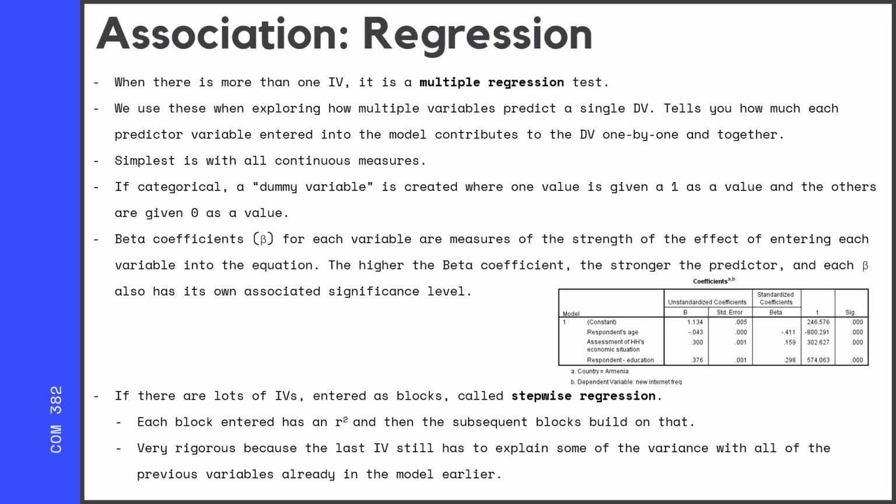If you have a ton of independent variables, you often will enter these as blocks, and this is called stepwise regression. Each block entered has its own R-squared, and the subsequent blocks build on it. And what's really interesting is that stepwise regression is actually really rigorous because that last independent variable still has to explain some of the variance, even though all the previous variables already ate it up in the model. So there's videos, textbook, you can read more about this, but now we're going to move on to talking about differences.